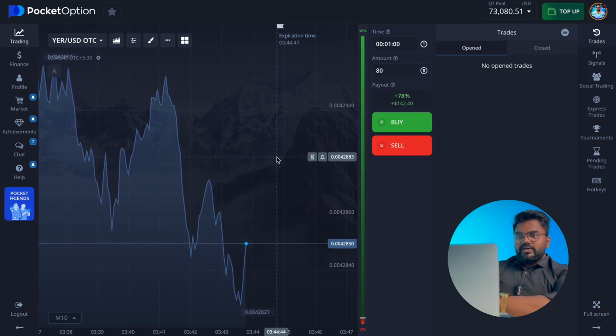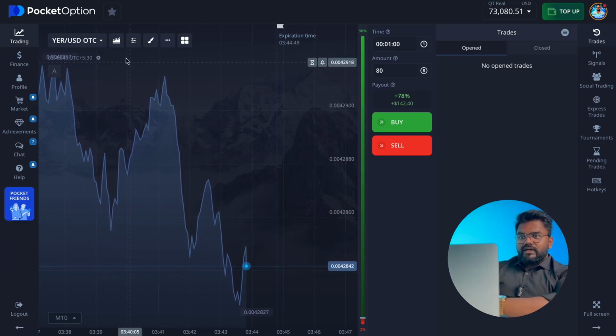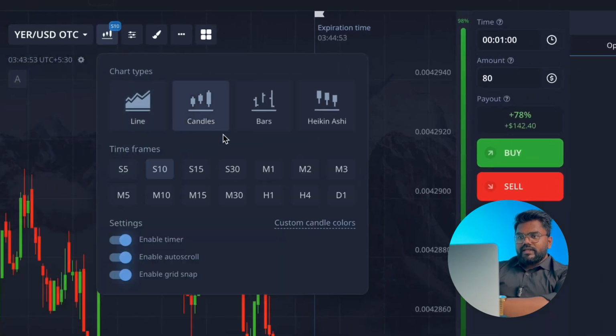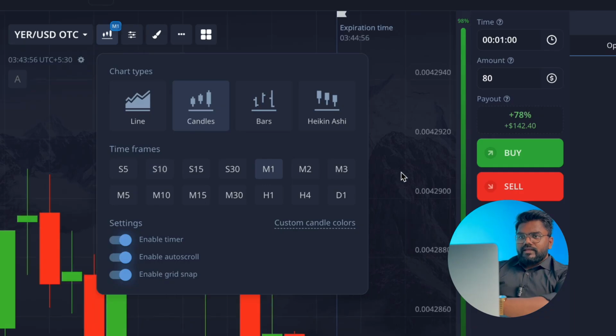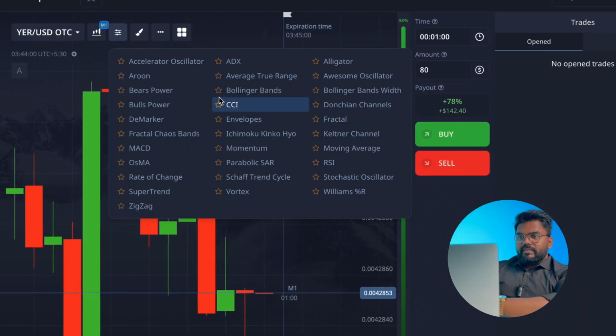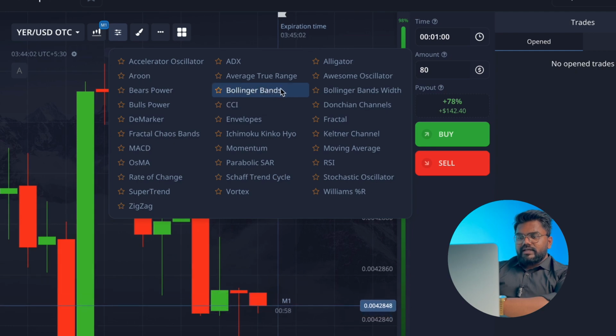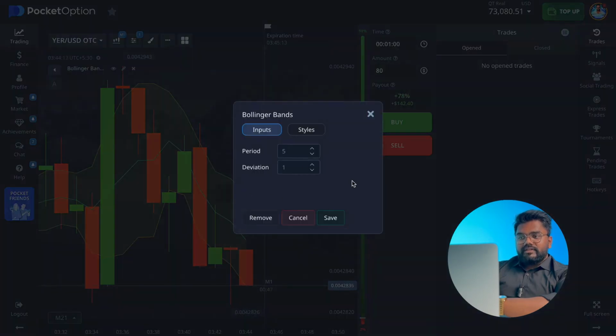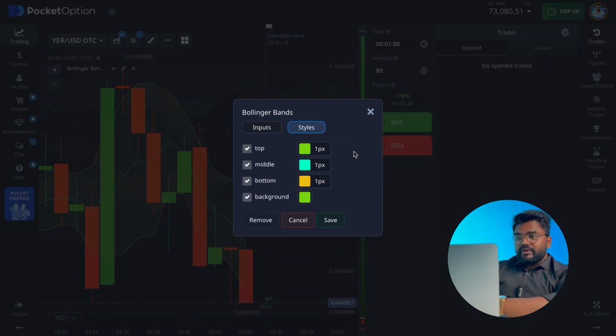Okay, let's go to the first of all charts. I'm gonna select the candles for 1 minute, and then I'm gonna go to the indicators, getting to the Bollinger Bands. Just click on it, and that has been enabled. Now this is the upper band and this is the lower band. You can also customize that, but please let it be the default one. And even for the styles, I would recommend you to have the default one.